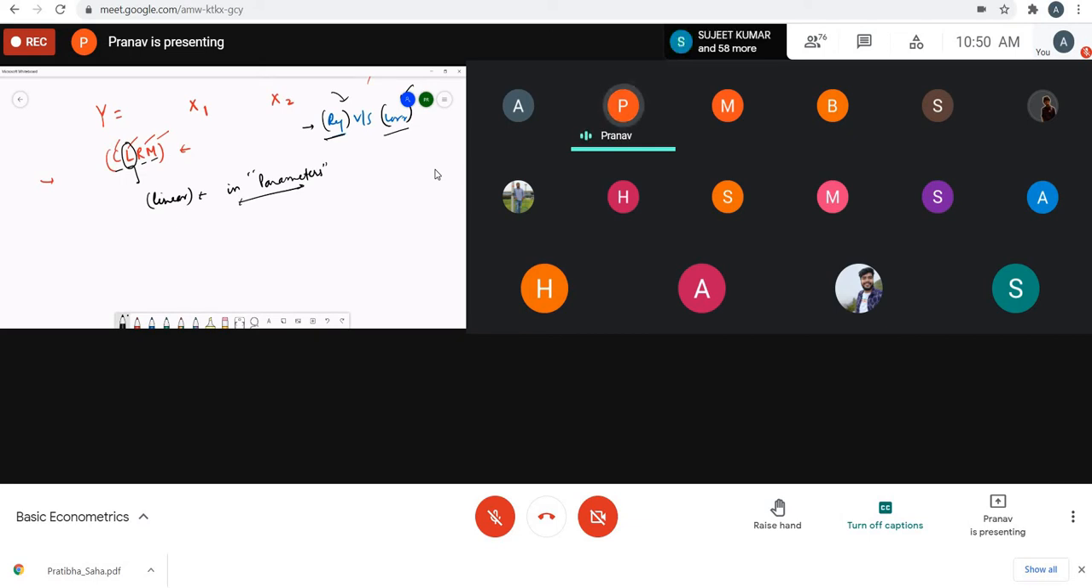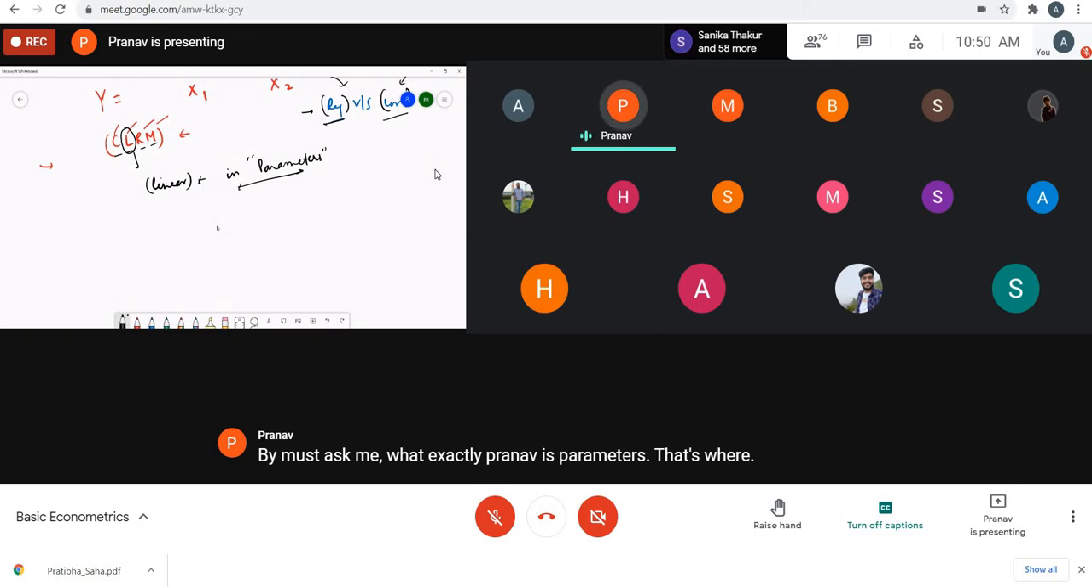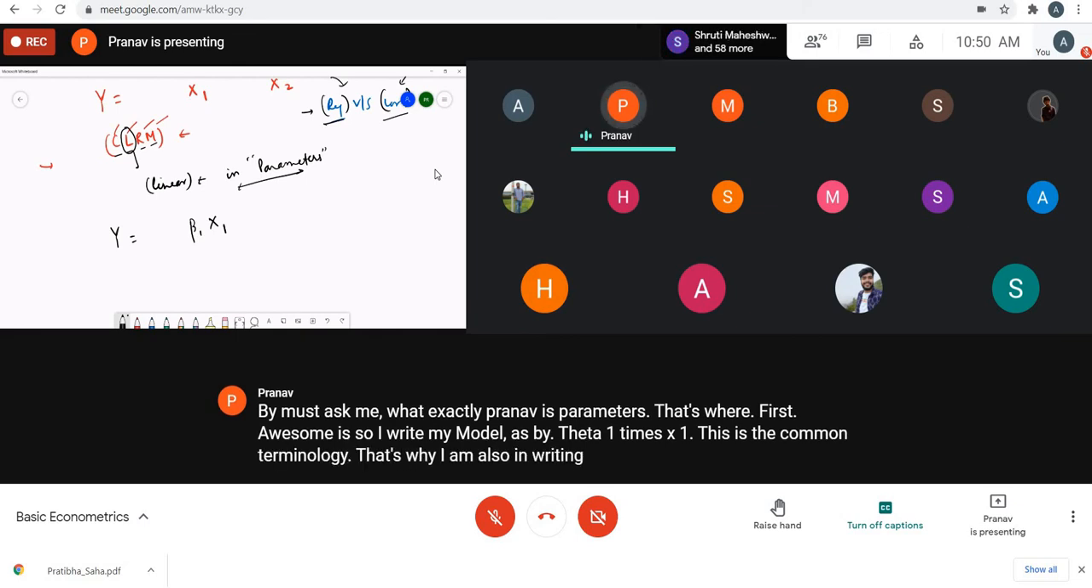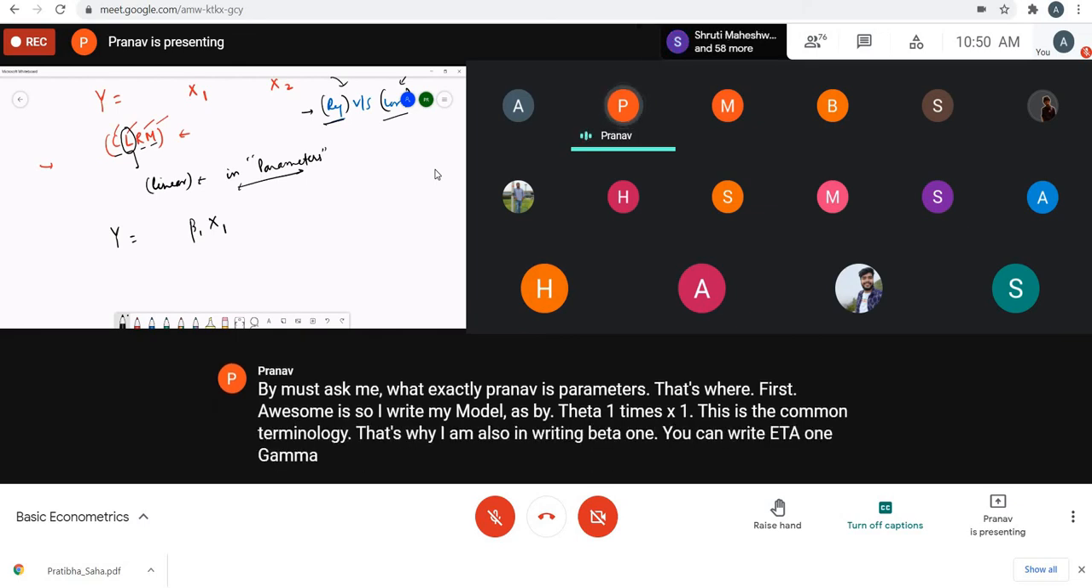Now you must ask me what exactly are parameters. That's where the first assumption is, so I write my model as y equals beta 1 times x1. This is the common terminology. That's why I am also writing beta 1. You can write eta 1, gamma 1, no one stops you. Beta 1 x1, beta 2 x2.